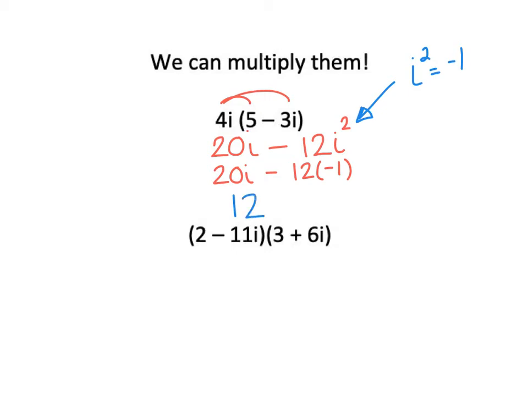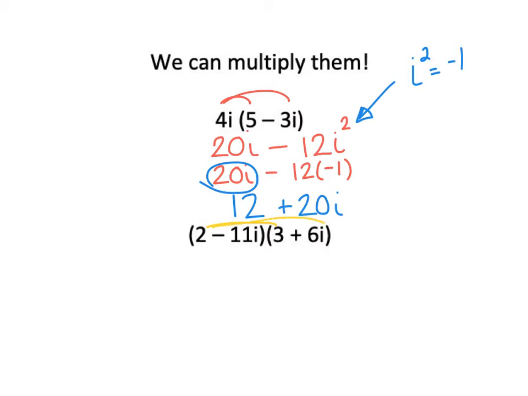So that's the real part. I'm going to write that first. I'm going to write the 20i second, and that would be plus 20i since it's positive. In our second one, this would be like a complex times a complex. You could think of it as a binomial times a binomial.